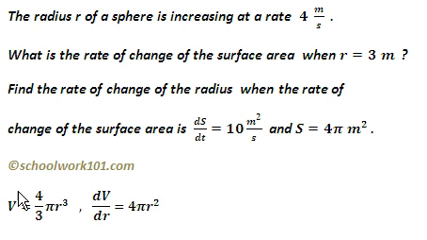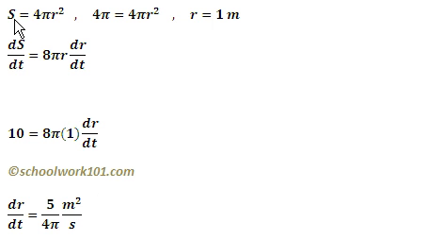All right, well, let's go down there and take a look at this then. So we're looking for, remember, dr over dt. So we started with this. S is equal to 4 pi r squared, right? That's the formula for finding the surface area. Once we took the derivative of this, dS over dt is 8 pi r dr over dt. We know what the dS over dt is, but we don't know what the r is. And remember, we're asked to find dr over dt.